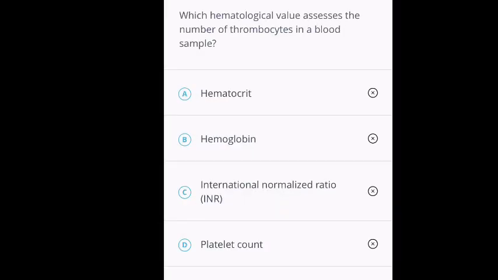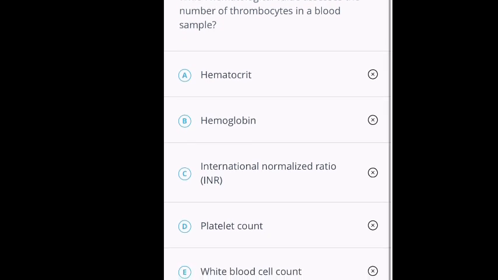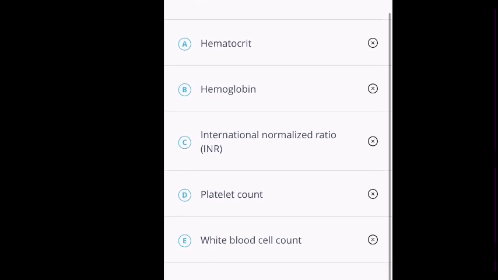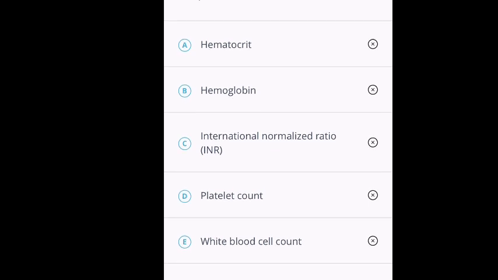Which hematological value assesses the number of thrombocytes in a blood sample? Hematocrit, hemoglobin, international normalized ratio, platelet count, or white blood cell count? The correct answer is platelet count.